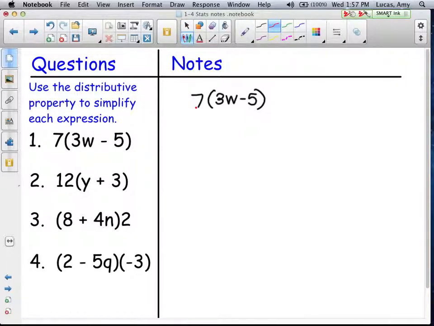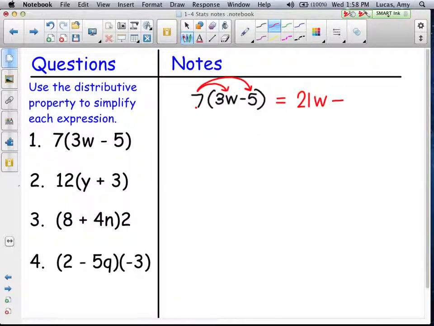We know the 7 is next to the parentheses. It means multiplication. You don't have to see a dot or a little times sign there anymore. A number next to a parenthesis, you multiply. We also talked about how the distributive property means distribute to everything in the parentheses. So if I distribute my 7, multiplying it times 3w, 7 times 3w is 21w. You multiply the 7 times the 3, the w just stays.